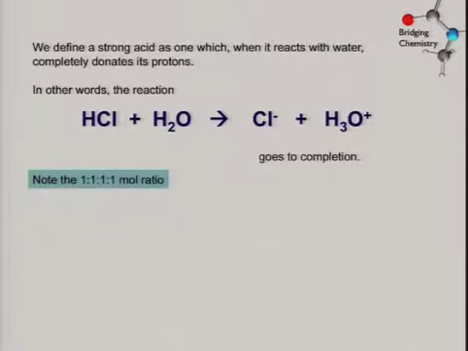Okay, so a strong acid, how do we define a strong acid? A strong acid is one which, when you put it in water, completely donates its protons to water molecules. So we can write a reaction like this. HCl plus H2O gives Cl- and H3O+. That's the one we've just seen. But we would write that with a one-way arrow, reactants to products. So we would say that that reaction goes to completion.